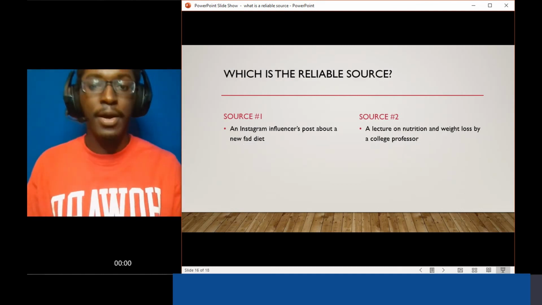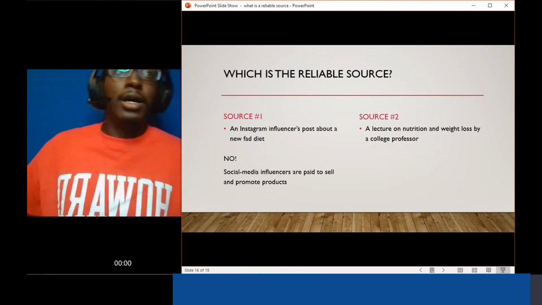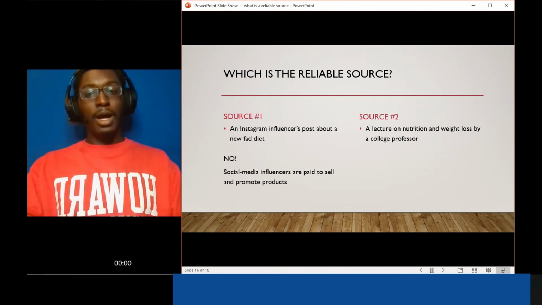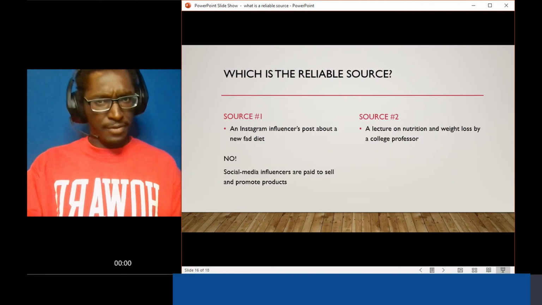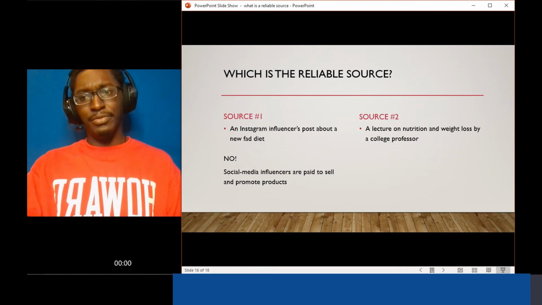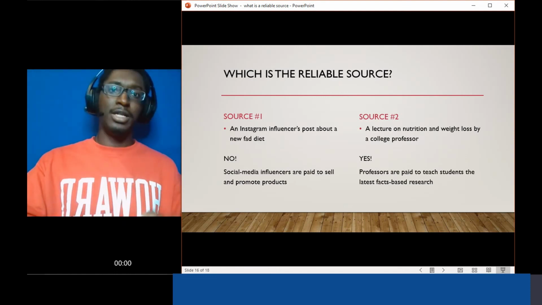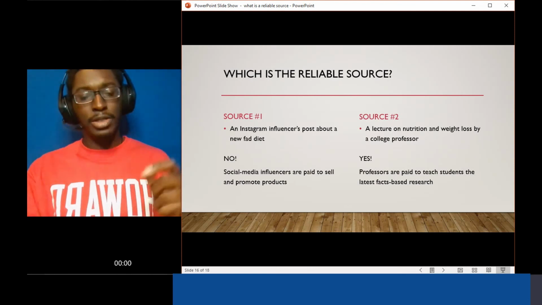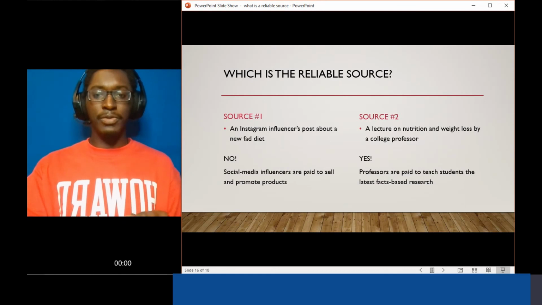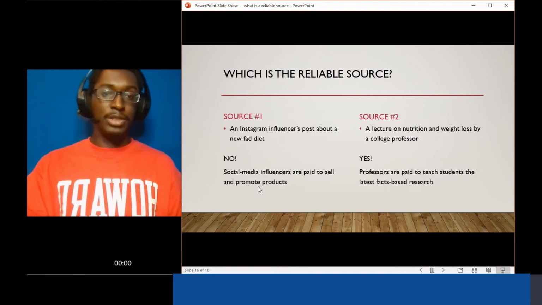Let's go to the answers now. The Instagram influencer, no, no, no, no. You know, they may have a lot of followers, they may have a lot of likes, but if they're going to talk about something as important as a diet, nutrition, we can't really rely on them for the facts. However, professors, they're paid to teach. They're paid to stay up on the current knowledge and all the latest research, right? So we can trust that their lecture is going to be reliable, as opposed to someone who is trying to sell us or promote to us a product.